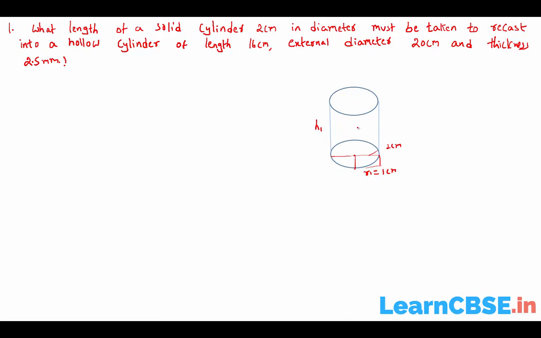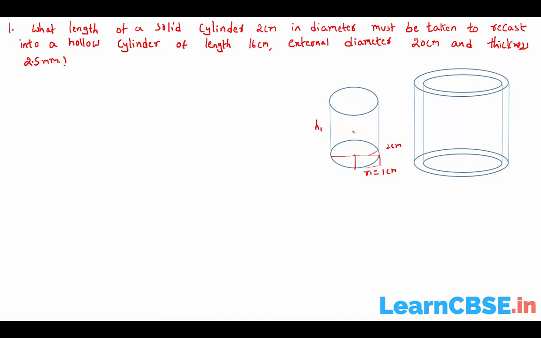Now this cylinder is recast into a hollow cylinder with external diameter d2 equal to 20 centimeters. That means you can get r2 equals 10 centimeters, because radius is half of the diameter. Then this will be r3, the internal radius.